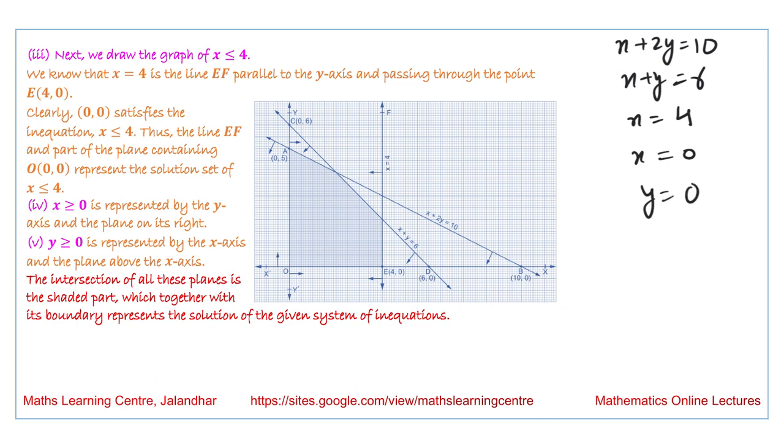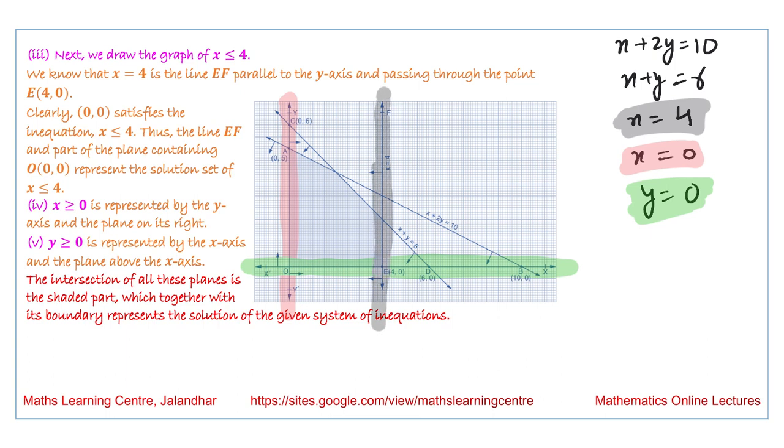If we talk about the equation x is equal to 0, it means we are talking about the y axis. This is the line x is equal to 0. If we are saying y is equal to 0, it means we are talking about the x axis. These are the two lines we are talking about. Then we have the line x is equal to 4. This line we have plotted over here, this is the line x is equal to 4.